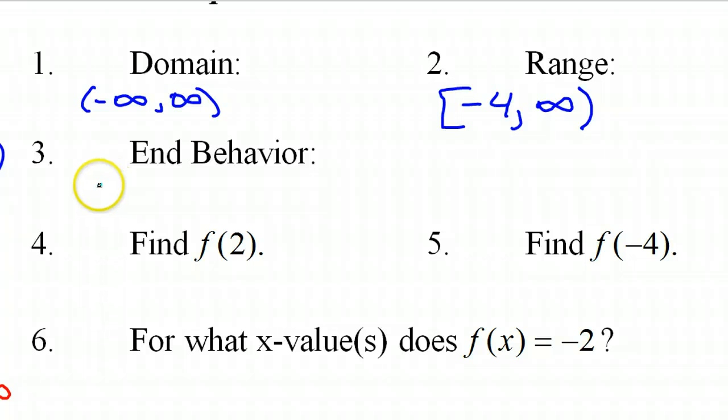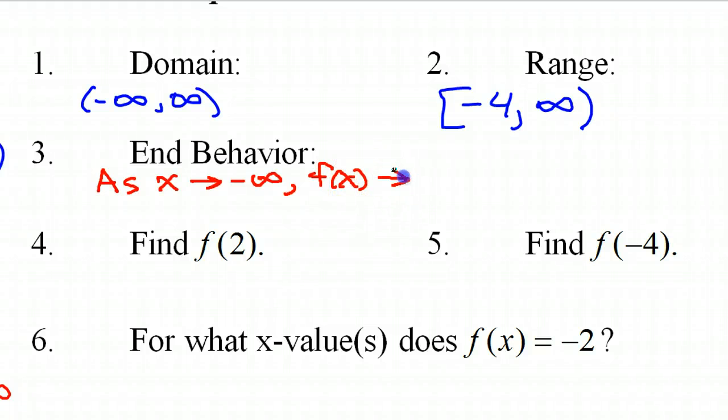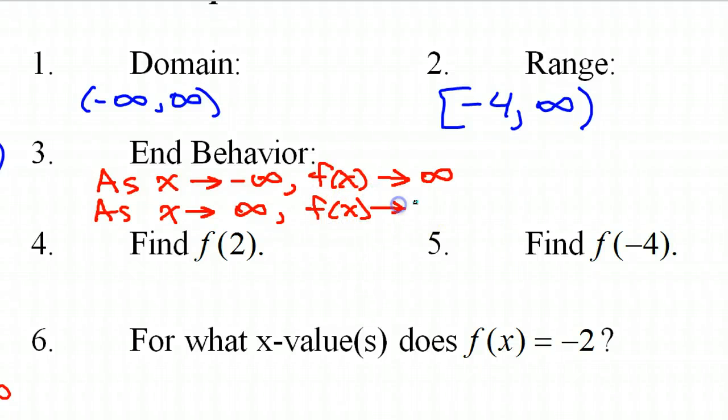So we said as x approaches negative infinity, meaning on the left, f of x approaches positive infinity, meaning it rises. As x approaches positive infinity, in other words, as you go to the right, f of x approaches positive infinity. Again, it rises. So basically, rises, rises.